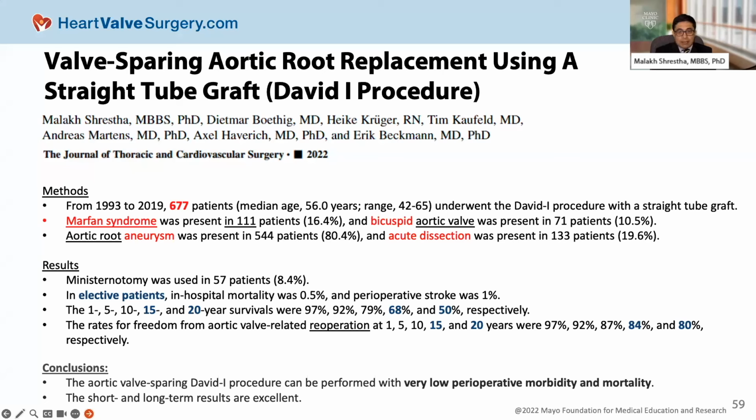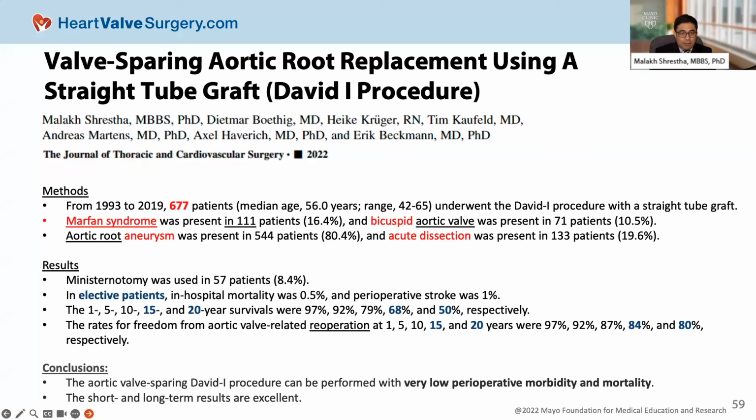And you can see that, because I saw also one of the questions whether you can do this type of procedure through a mini sternotomy, small holes. I did that also. I started that, I think, in 2008 in Germany, and have done almost 100 patients with that also. And we also saw that with Marfan patients, more than 100 patients had Marfan disease, bicuspid patients were 71. So all sorts of diseases. And we could show that even in expanded indications, the results were very good.